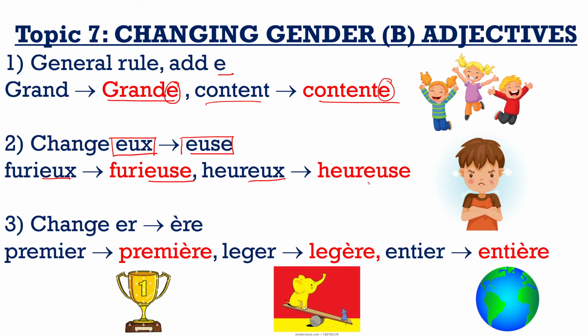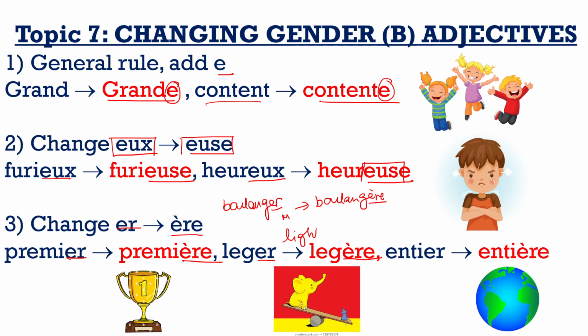Ux becomes heureuse, happy. If the masculine ends with er, the feminine ends with ère. You have done this in the nouns. I gave you in the nouns, for example, boulanger in the masculine becomes boulangère in the feminine. Same way for adjectives. Premier becomes première, first. Léger becomes légère, light.